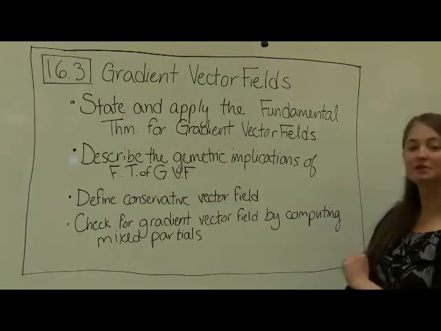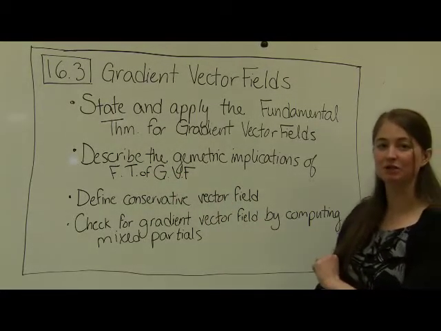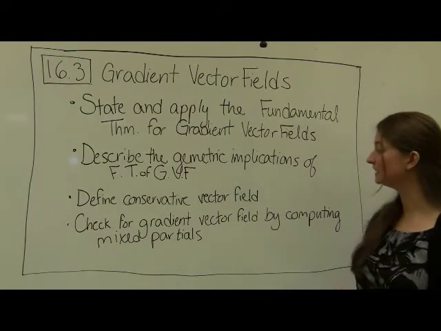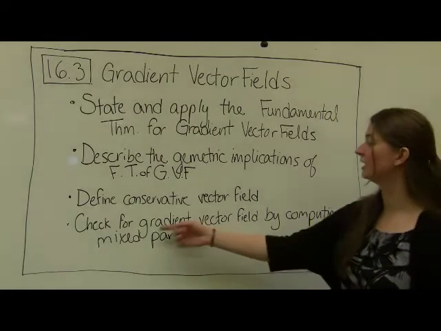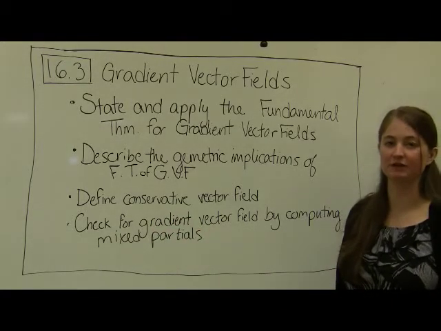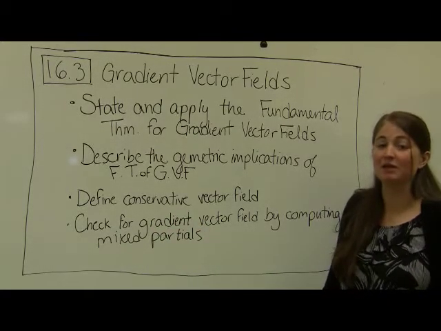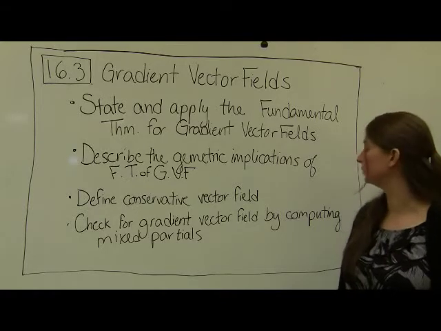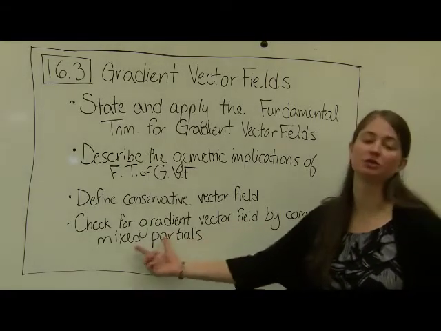We're going to define what a conservative vector field is and its relationship to gradient vector fields. And then finally, we're going to develop a test to be able to quickly check whether or not a vector field that we have is one that is a gradient vector field or not. And we're going to do that by computing some partial derivatives.